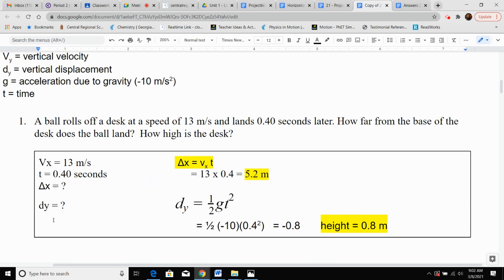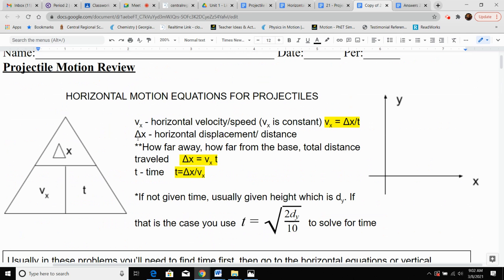Okay. Well, to get Vx, what is my equation? If I scroll up, Vx is this. So I'm going to copy this.